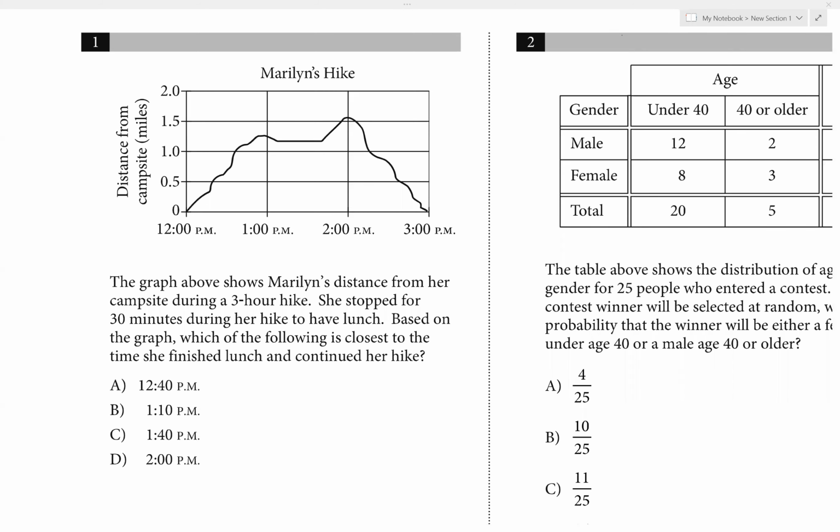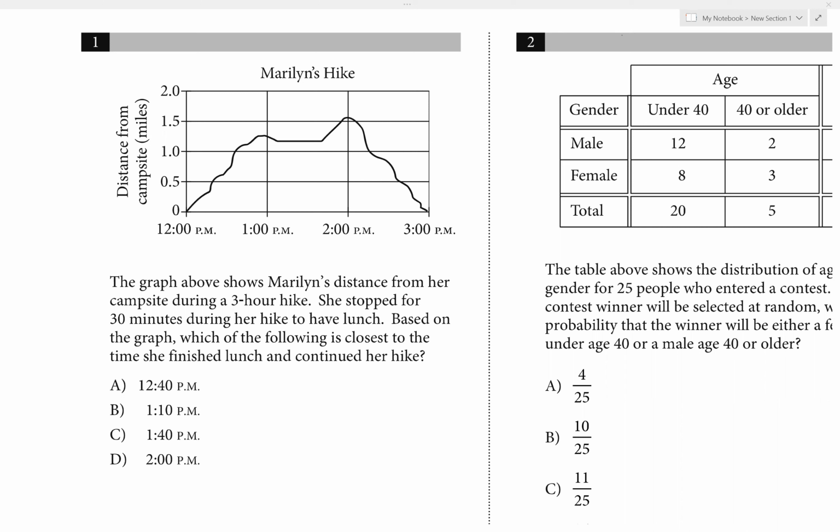Number one. The graph above shows Marilyn's distance from her campsite during a 3-hour hike. She stopped for 30 minutes during her hike to have lunch. Based on the graph, which of the following is closest to the time she finished lunch and continued her hike? This graph shows her distance from the campsite as time changes. And we know she stopped for 30 minutes.